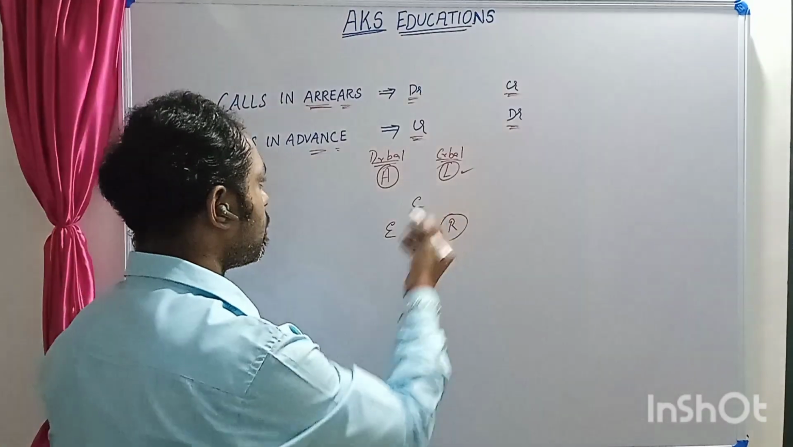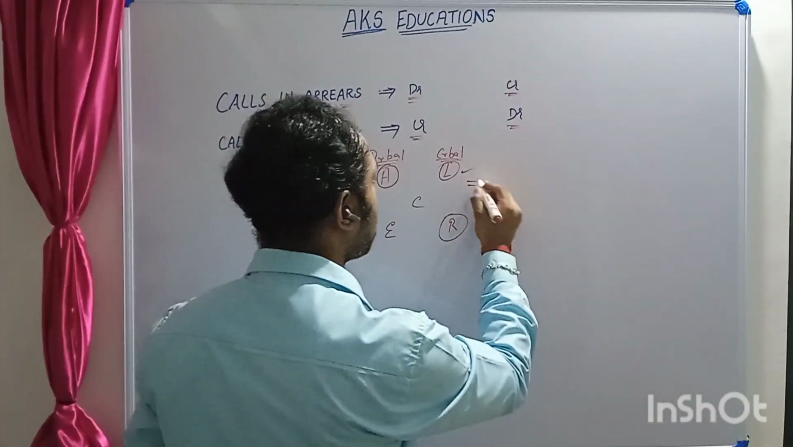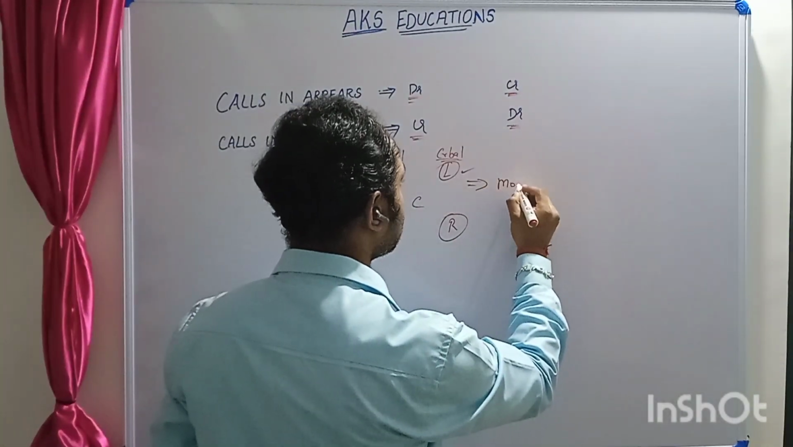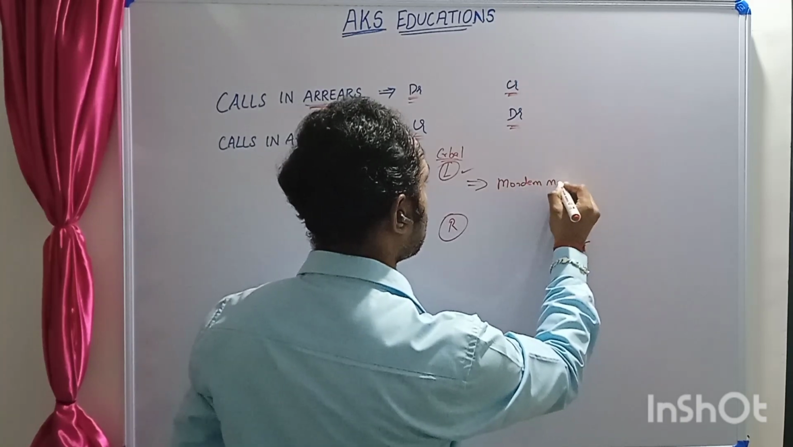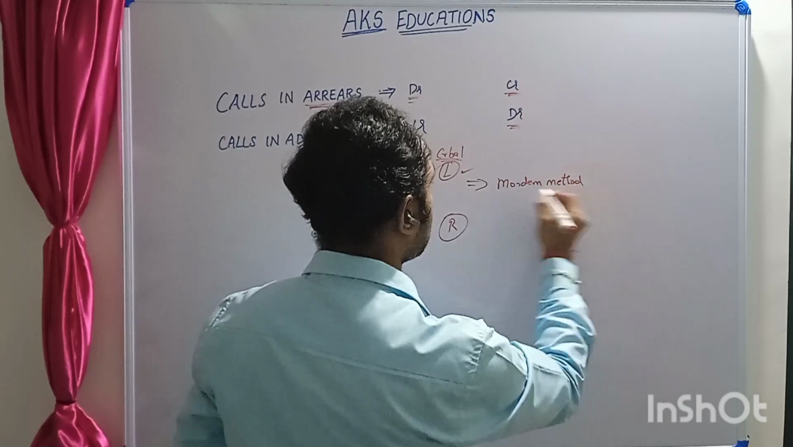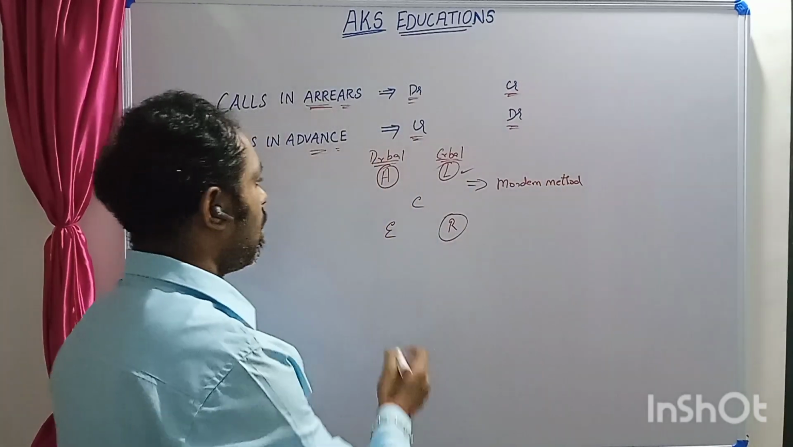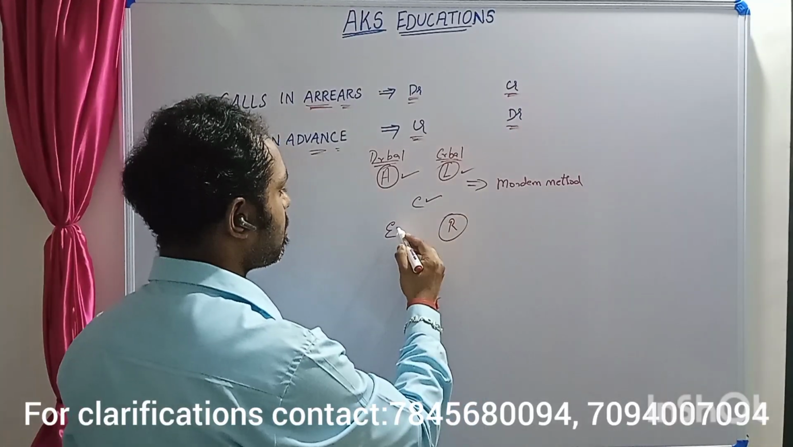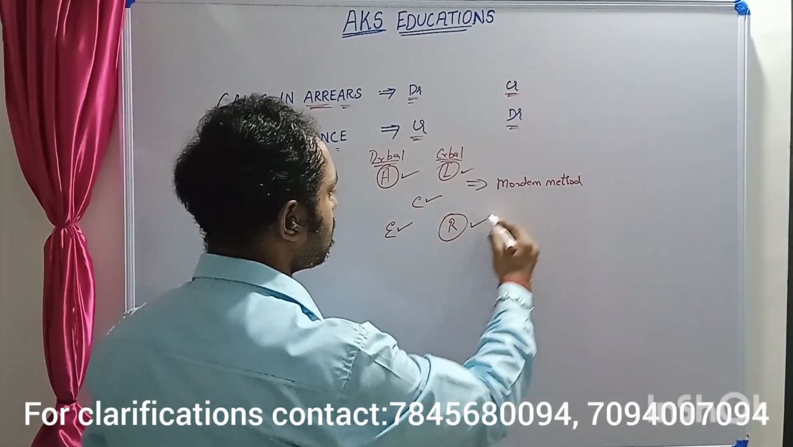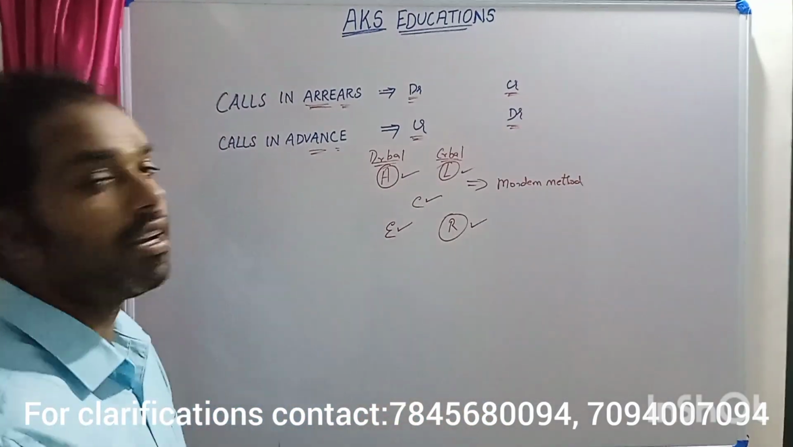So I'll just explain this to you. Obviously you would have seen this in the trial balance. This is the modern method. This is nothing other than the modern method. This is asset, this is liability, this is capital, this is expense, and this is revenue. Expenses and losses, revenue and income.